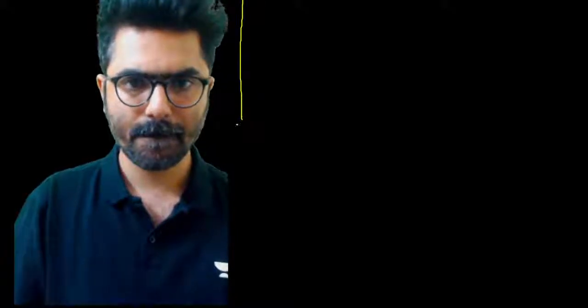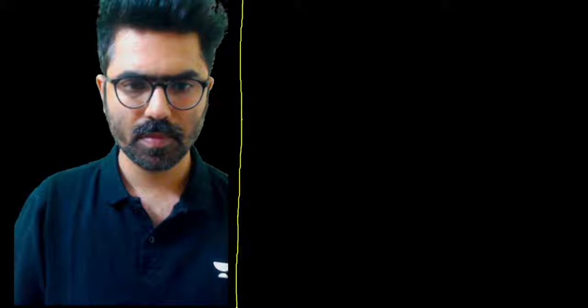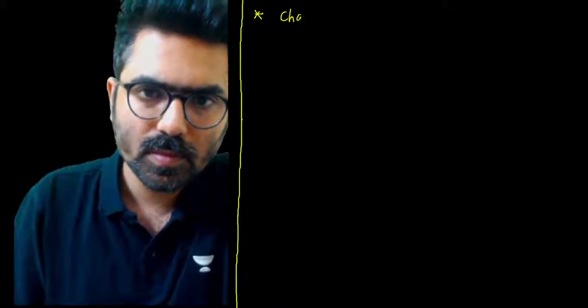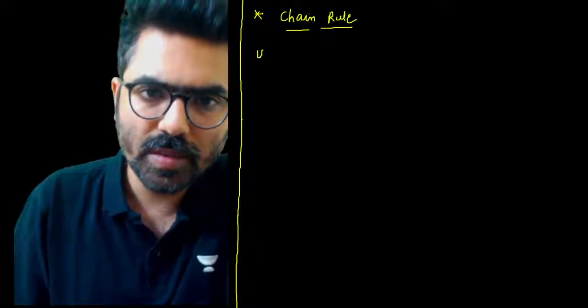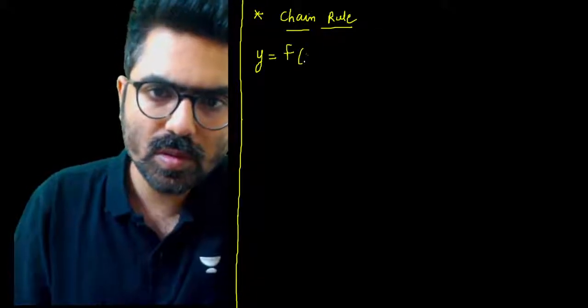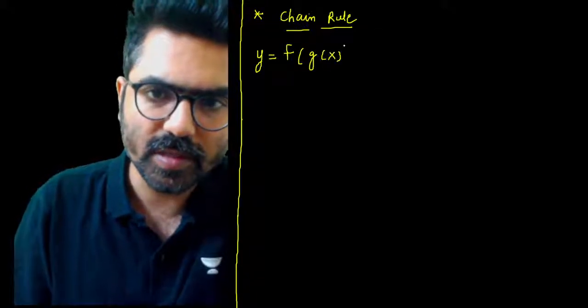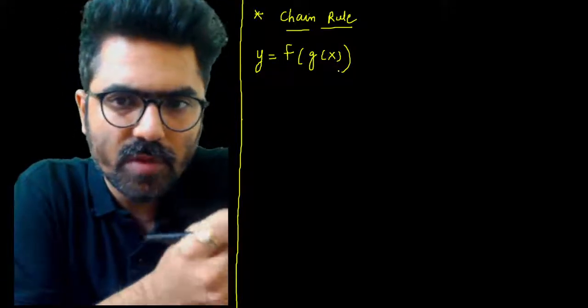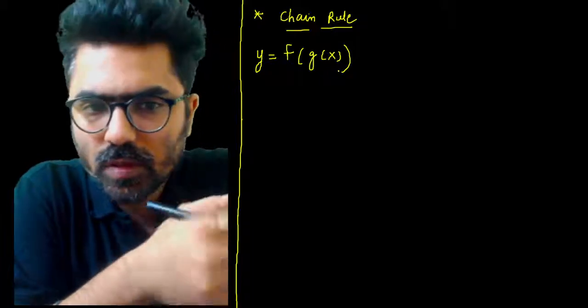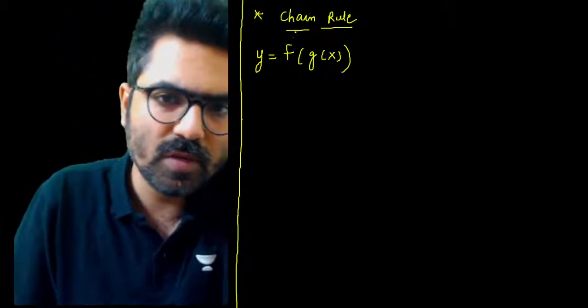So let's start with the basic questions and then we'll move to the different level. What is chain rule now? Let's say you have been given a function y is equal to f of g of x. It is like finding the derivative of composite functions. Composite functions means there is another function inside the original function.